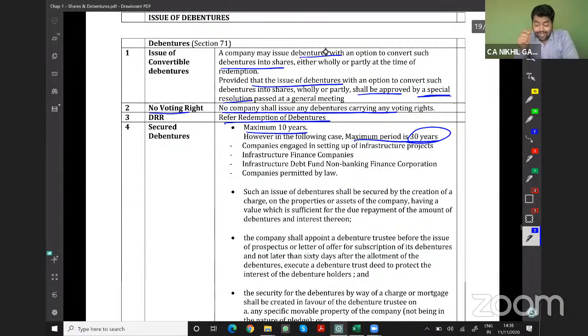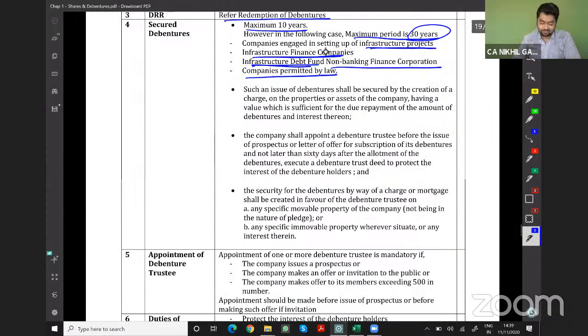The company engaged in setting up infrastructure projects, infrastructure financial company, infrastructure debt funding non-banking financial company, and a company permitted by law. See, the first one is infrastructure projects. The second one is infrastructure financing company. The third one is infrastructure debt fund non-banking financing company. And the fourth one is permitted by law, which may be specified by any law.